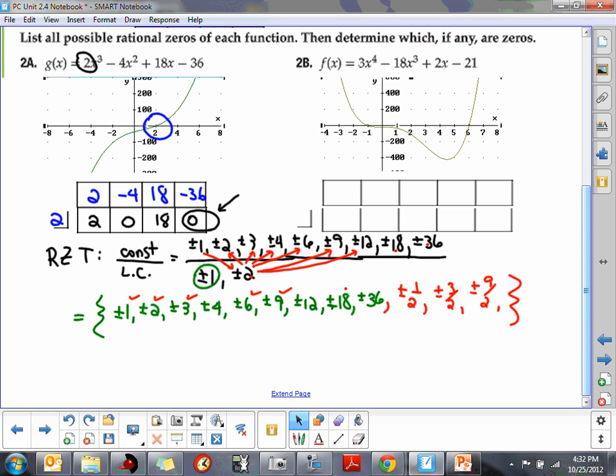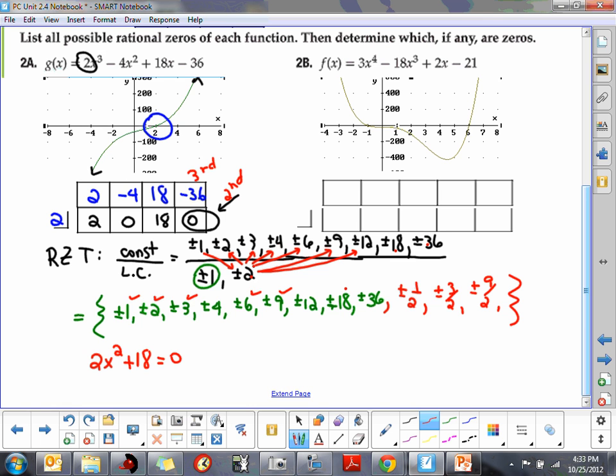Okay, and the other things that I said before, because the end behavior has to be opposite and there's only one crossing on this, we are reasonably certain that we shouldn't have to do any more with this to confirm that there are no more zeros. But remember, this was a third degree, so we got it boiled down to a second degree. If you're still in doubt, you can take your 2x squared plus 18, set it equal to 0, and see if it has any others.